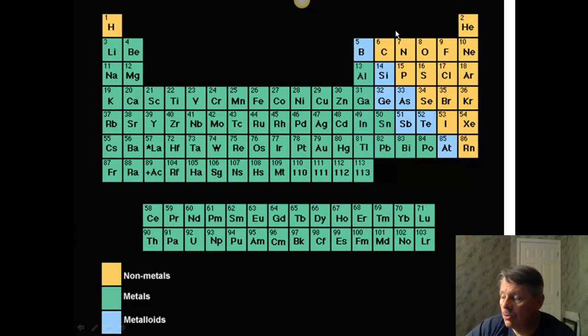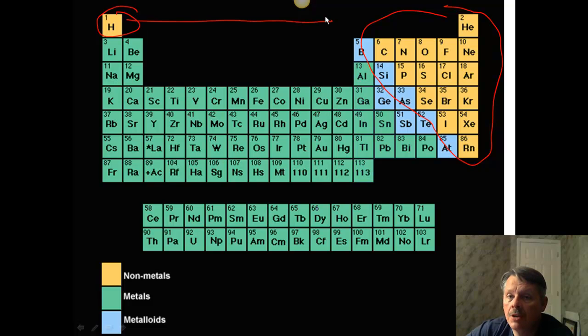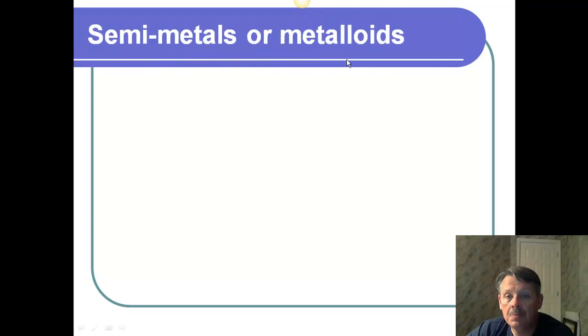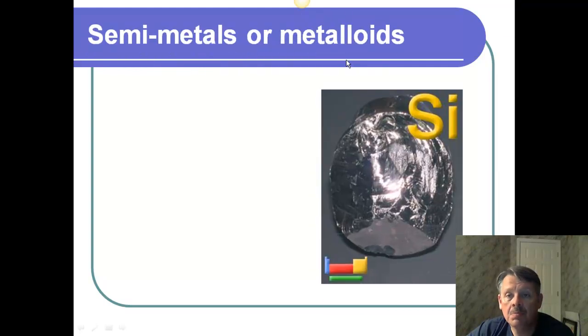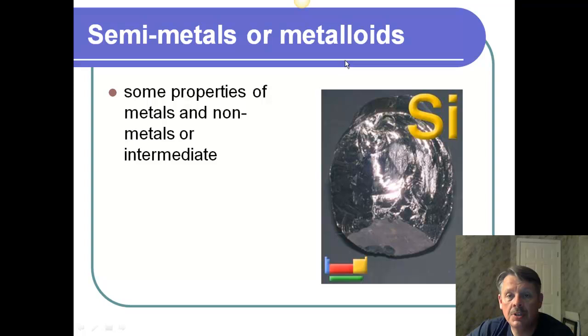So again, look at the right-hand side of your periodic table, and you'll notice these things in gold, along with hydrogen. Remember, can't forget hydrogen. Hydrogen belongs over here. These are nonmetals. So that leaves the blue ones, and the blue ones are semi-metals, or metalloids, and an example would be silicon.